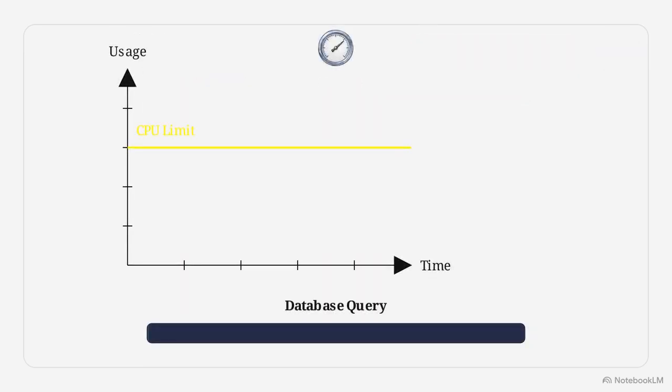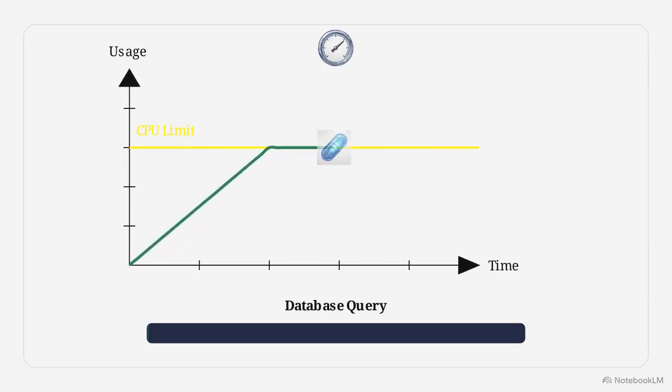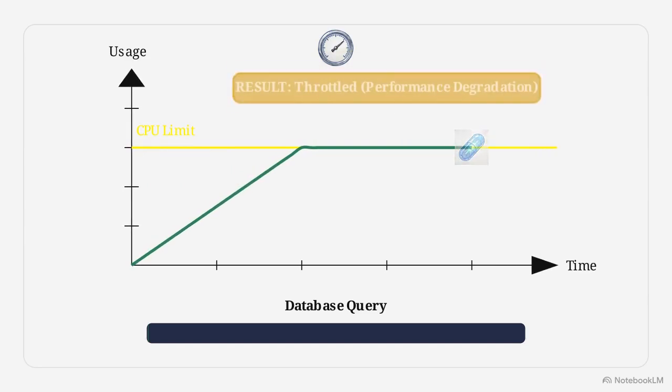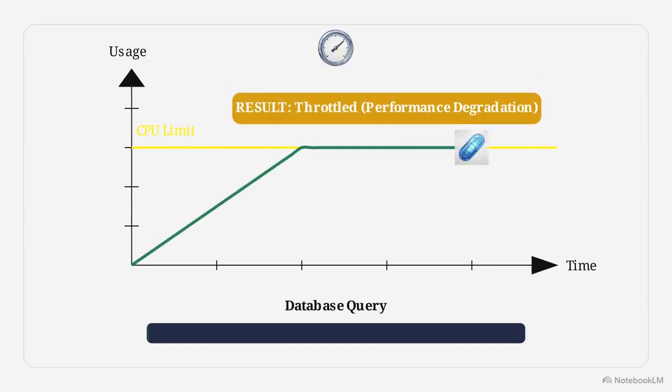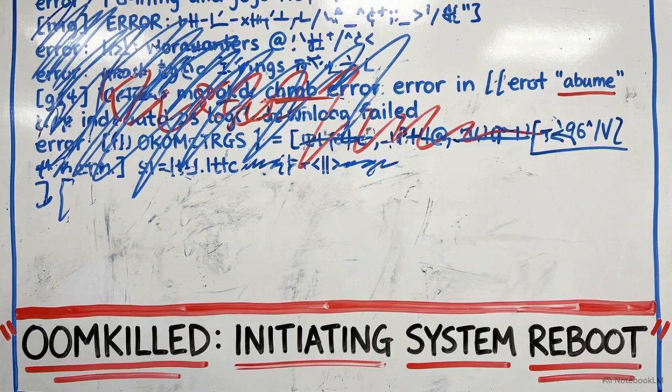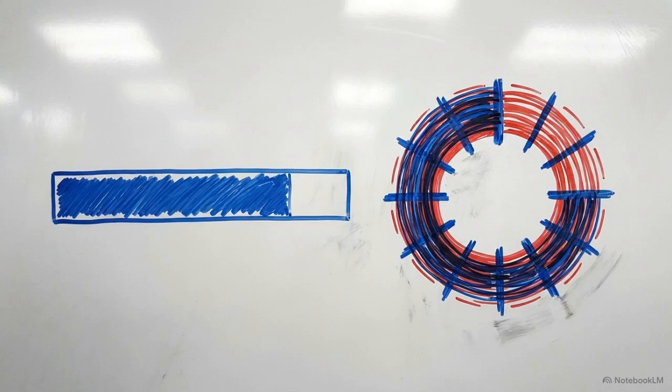CPU, however, is a compressible resource. When the CPU line breaches its limit, the container is not killed. The Linux kernel simply throttles the CPU time. The timeline of operations stretches horizontally. The pod stays alive, but performance degrades. Memory breaches trigger immediate restarts. CPU breaches trigger execution delays.